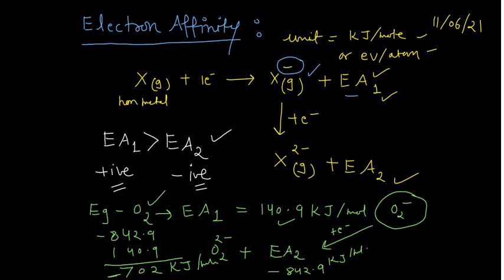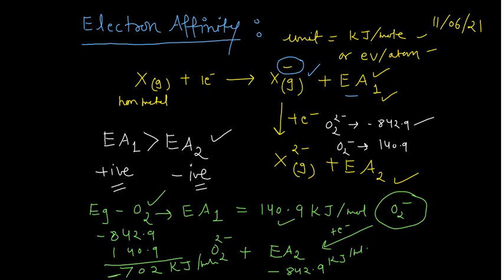So you can see here second electron affinity, that means for the formation of O2 2 negative, it is negative 702. Okay, let me actually remove certain things from here. For the formation of O2 2 negative, this energy actually was minus 842.9. And for O2 negative, this was in the positive.